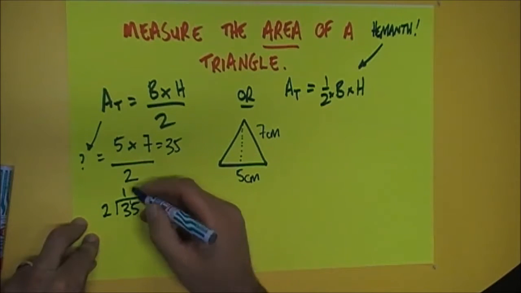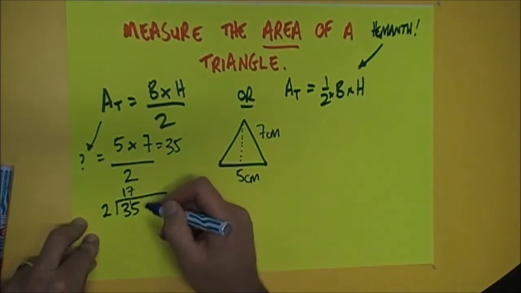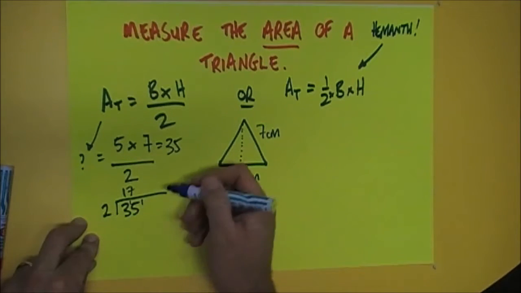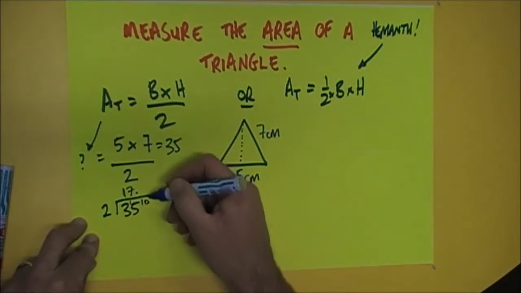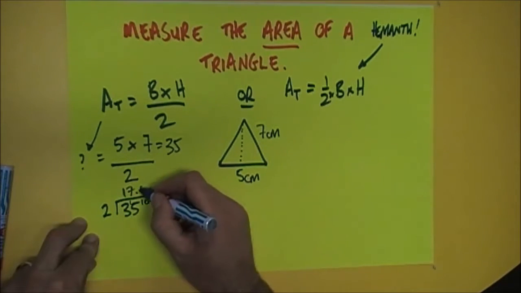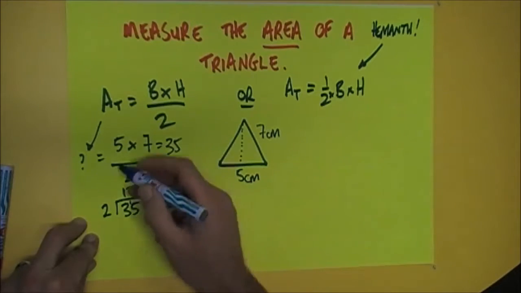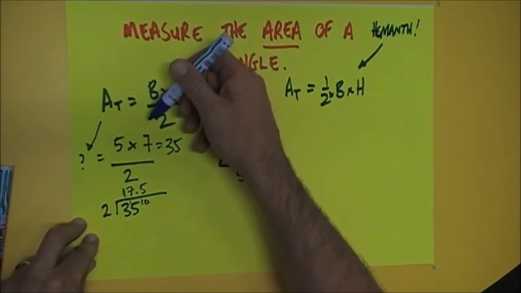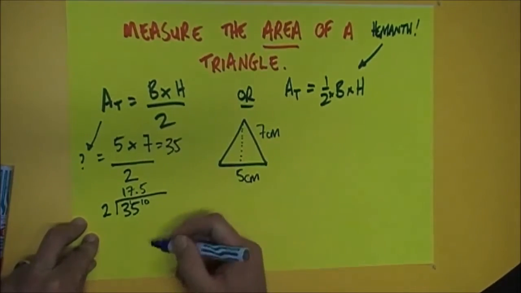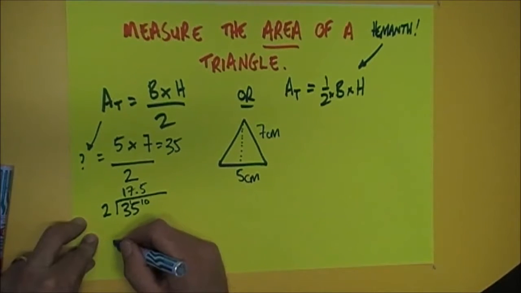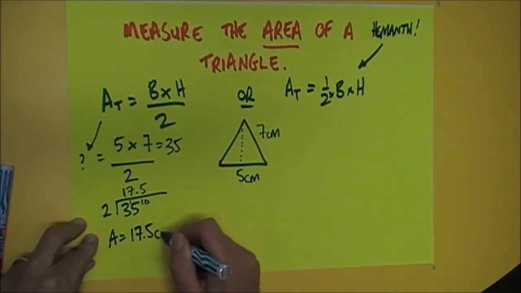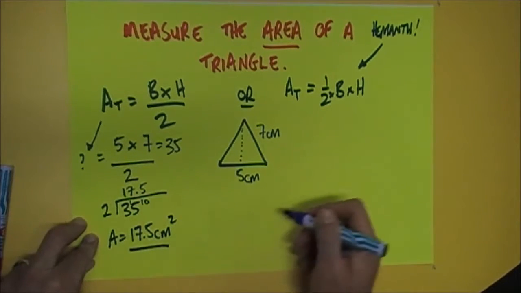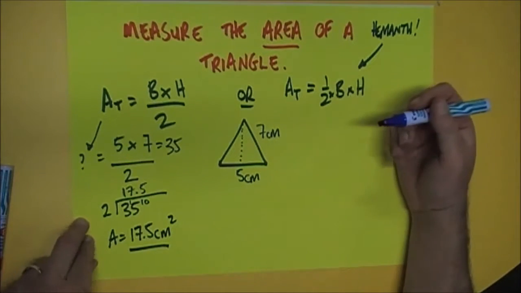2 into 15 goes 7 times, and I have one remainder. 2 into 1 it can't go, so I put down a decimal point. 2 into 10, because I've added on a 0, would go 5 times. So by my calculation and the substitution of my formula, the area of the triangle is 17.5 centimeters squared.